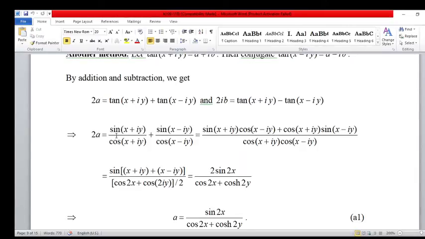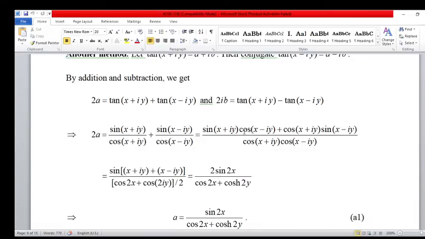So we take the first part, 2a. Tan converts into sine upon cos. This is sin(x+iy) upon cos(x+iy), plus sin(x-iy) upon cos(x-iy), this part with x minus iy.